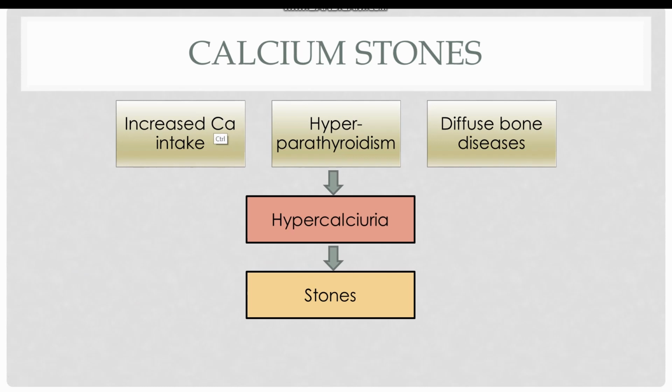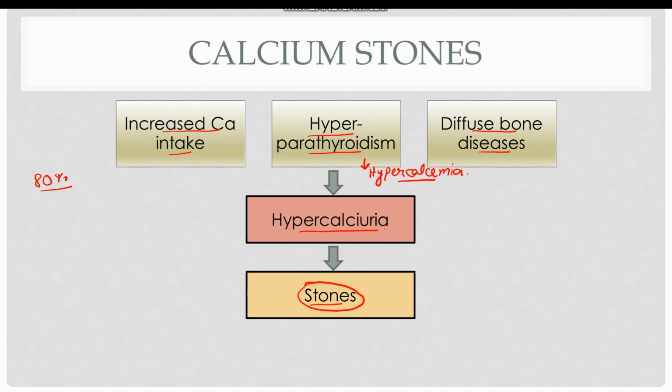So calcium oxalate and calcium phosphate stones are the most common type of stones found within the urinary tract, constituting almost 80% of all urinary tract stones. These stones are formed as a result of increased calcium intake, hyperparathyroidism, and diffuse bone diseases. All of these three mechanisms increase the calcium in the blood, resulting in hypercalcemia. This excessive calcium is excreted in the urine, resulting in hypercalciuria, which favors the formation of stones within the urinary tract.